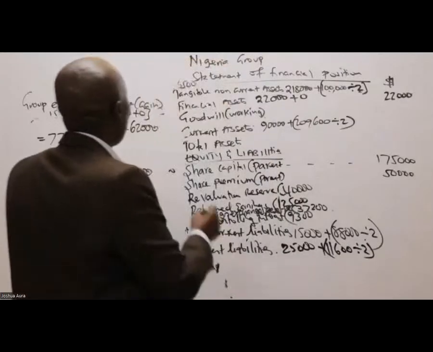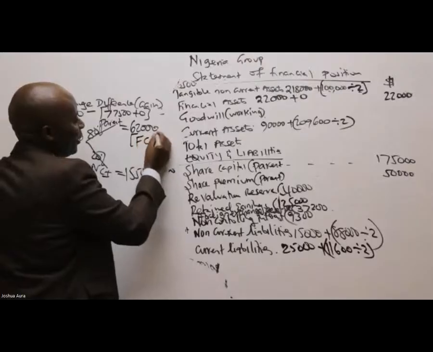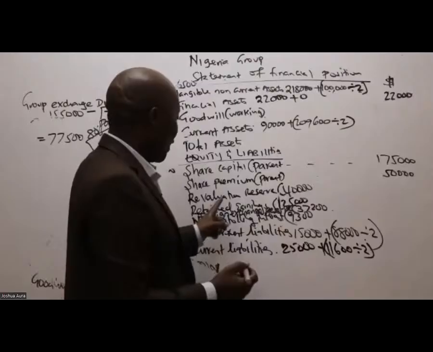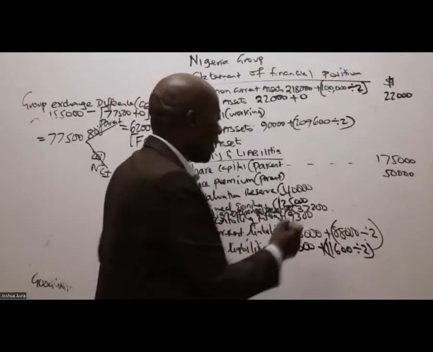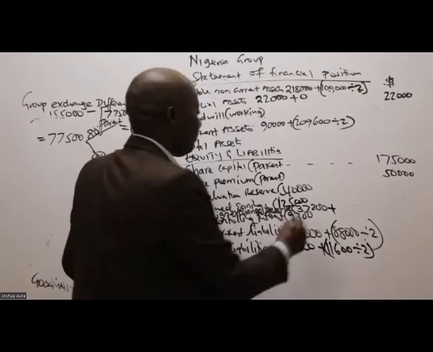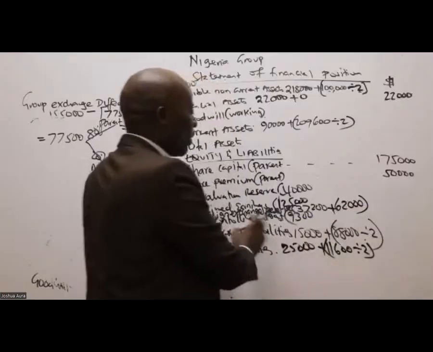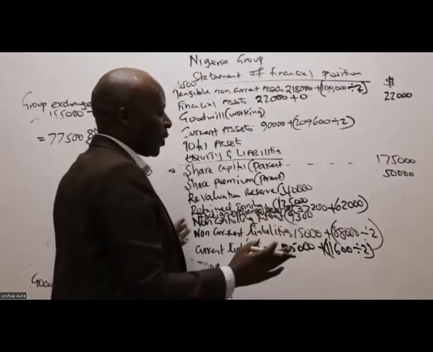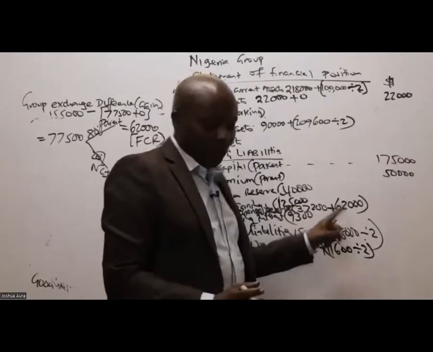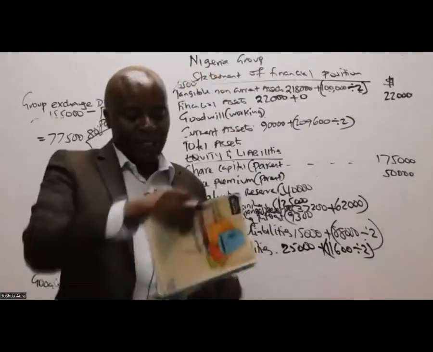It's normally called FCR, foreign currency reserve. So in your foreign currency reserve, could you kindly add plus 62,000 there. And this is all for the foreign exchange reserve. So could you kindly give me this figure? What is 37,200 plus 62,000? Please give me that figure.